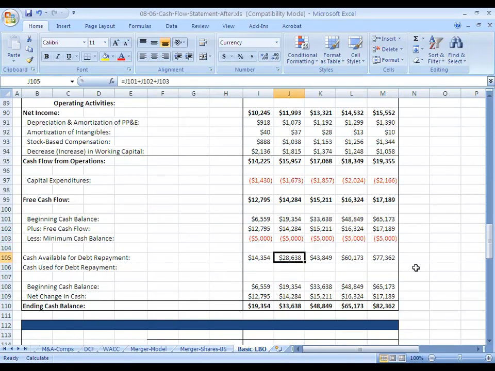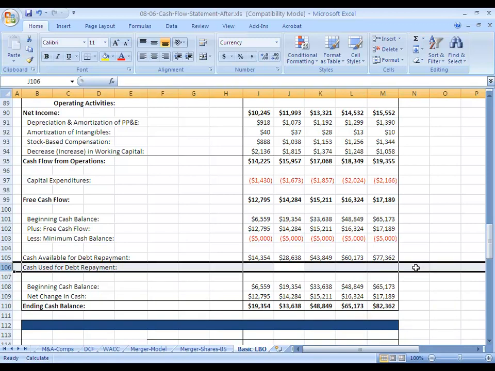We see approximately how much cash is available for debt repayment. It's going up by quite a bit. And our overall cash balance here is also going up by quite a bit each year. Again, primarily because we've not yet calculated how much we're actually going to be using to repay debt here.